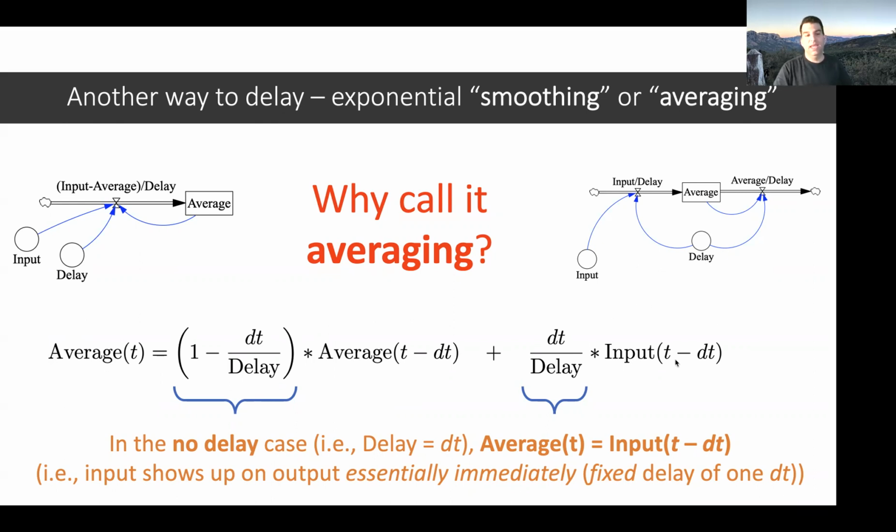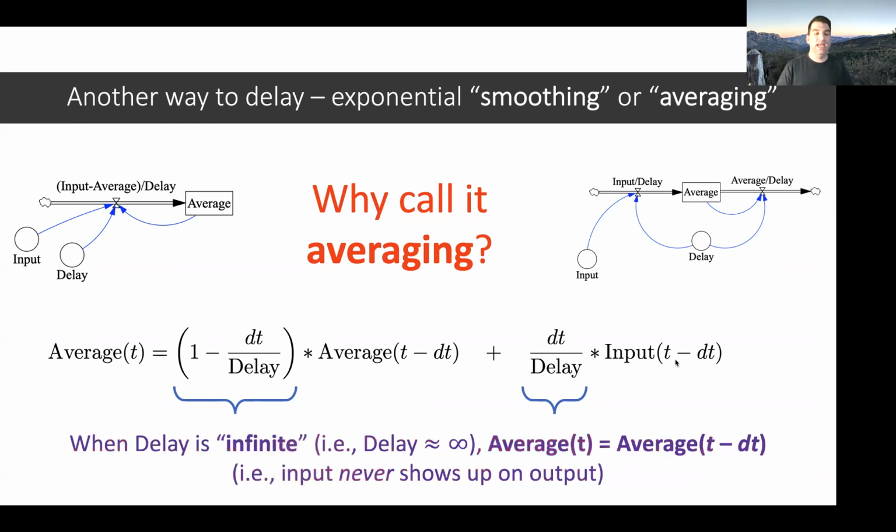If we instead make the delay very large, so we could call it practically infinite, then dt over delay is going to be equal to 0. So this thing in parentheses is going to be equal to 1, and this dt over delay is going to be equal to 0. So that's going to kill this whole term. And so that will mean that average will just be equal to the previous version and will have no impact from the input.